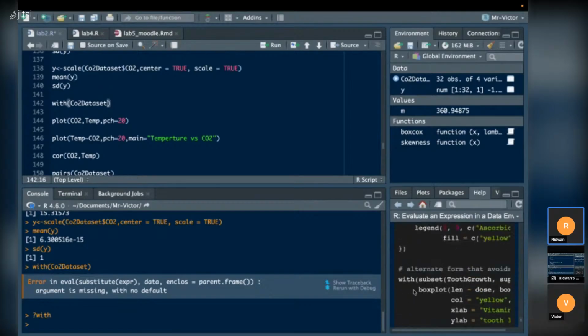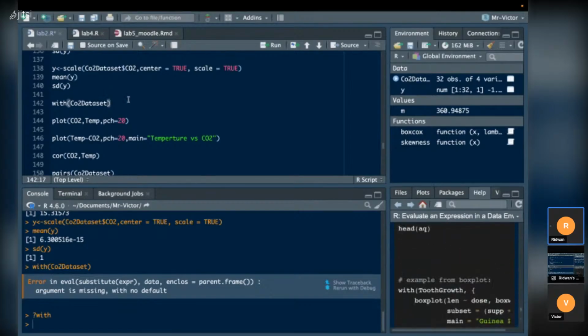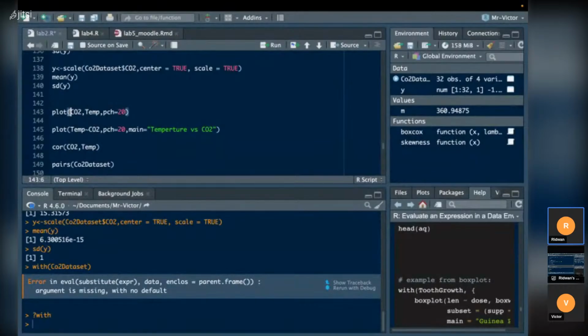Okay, can I still record that function we used to hold the data set? Was it width? Let's remove it. Let's just use the CO2 data set here like this, then the $ sign, CO2. Same thing also in here.